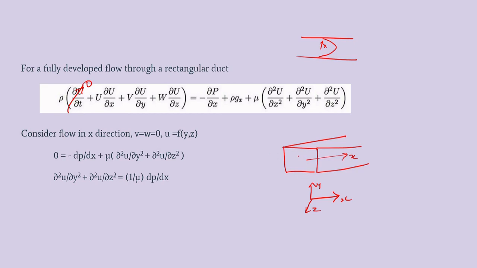So what I said earlier, it becomes a function of r only in a round pipe. Here, the velocity is varying in this cross section only. It's a function of y and z. So it doesn't have any variation in x once the flow is fully developed.